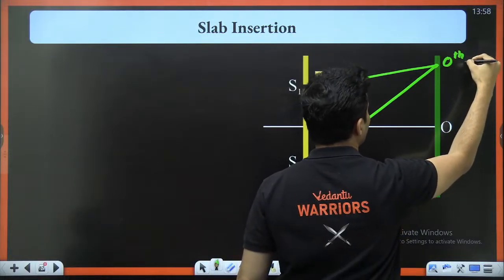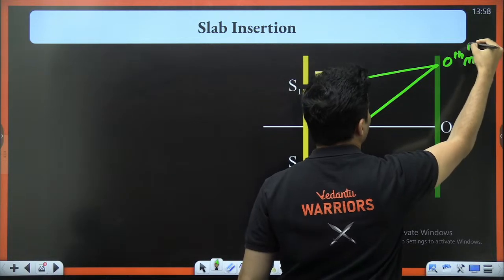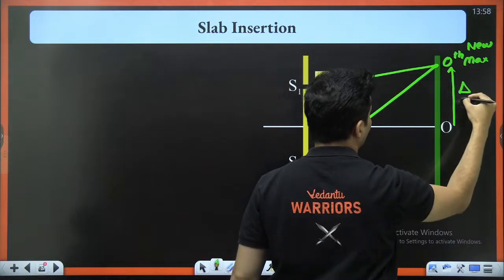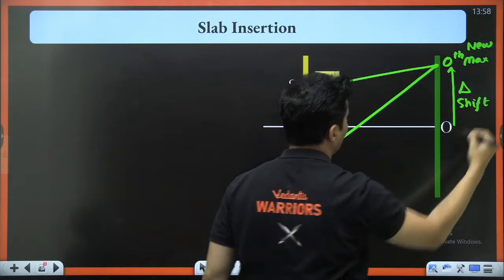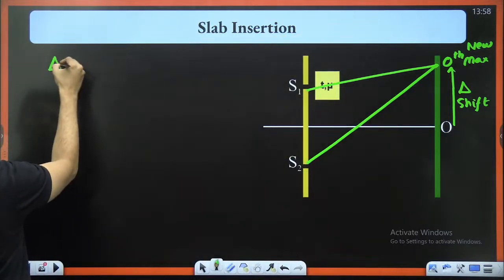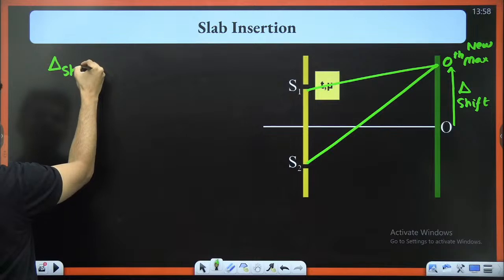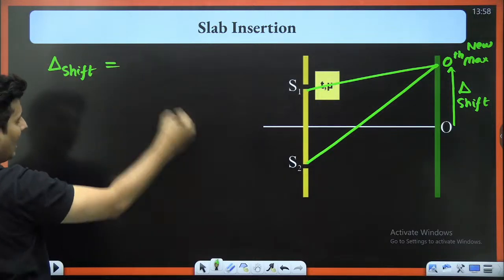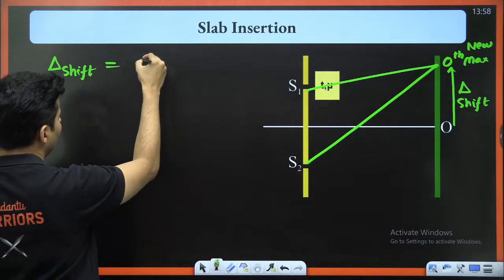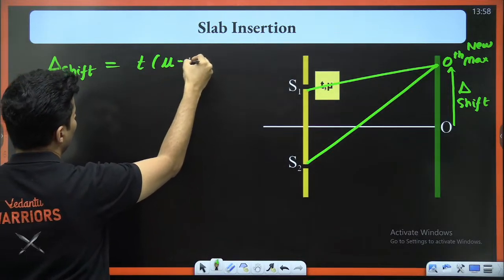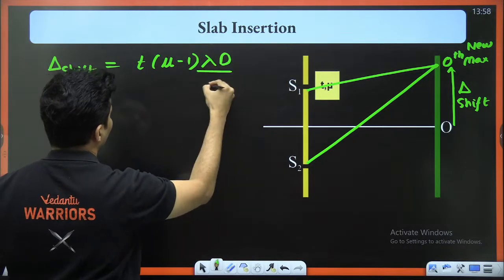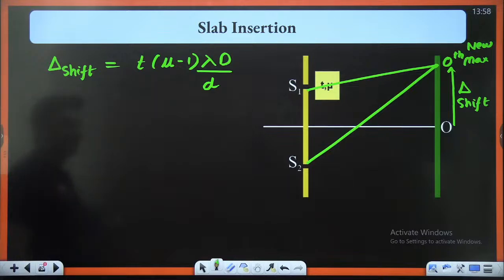You will get the 0th maxima over here. This is the new 0th maxima, and this is the shift which is produced. As it is, it will be shifted out. So the formula for that particular pattern shift when you place a slab in front of one of the slits is given by thickness into mu minus 1, and then lambda capital D divided by small d. This is the formula.